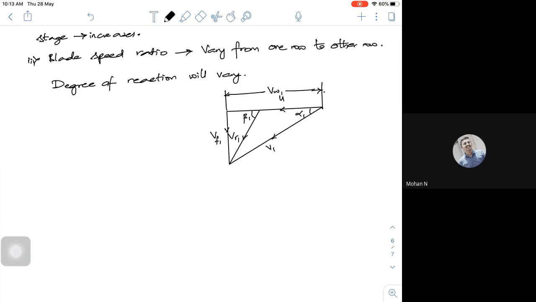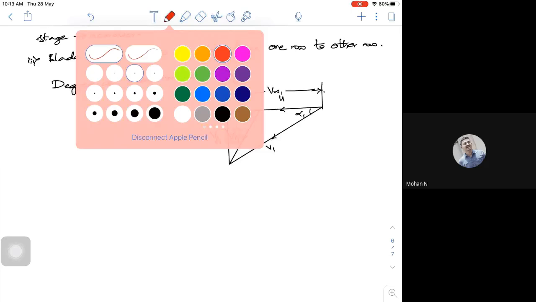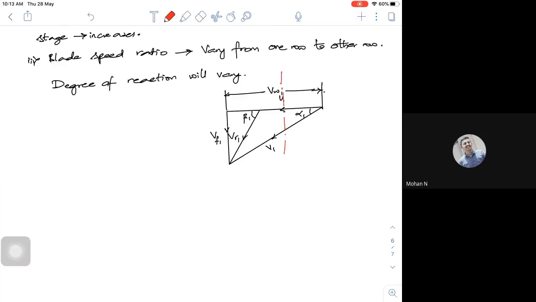Okay. Now, suppose I try to draw a line exactly at the center, exactly at the midpoint, and try to get a mirror of it. If I call this A, B, C, D, and I am able to get exactly a mirror of this particular triangle to the right side of it, that is my exit velocity triangle is just a mirror of it.